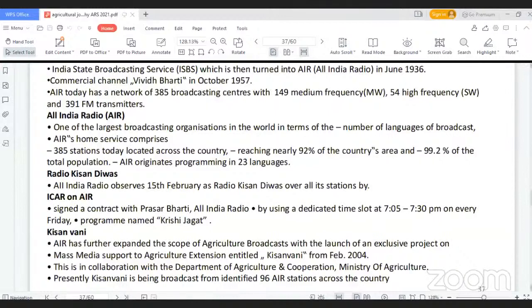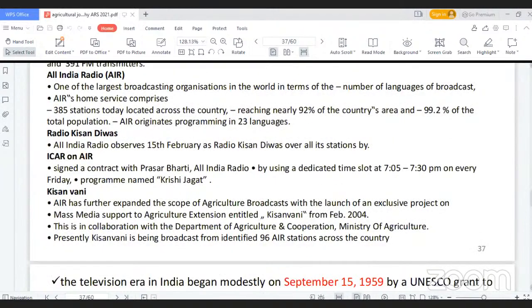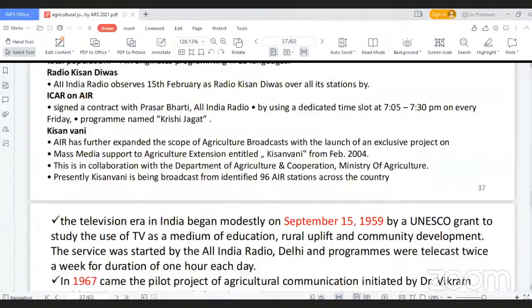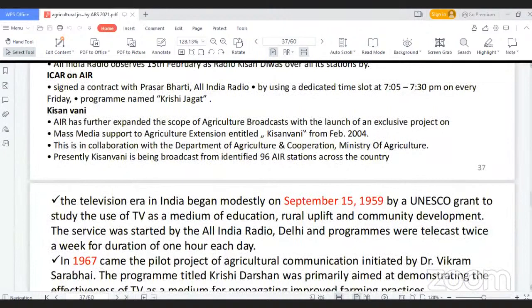As I told you, radio covers nearly 92% of the country's area and 99% of the total population. Then the program Krishi Jagat was sponsored by ICAR. All India Radio further expanded the scope of regular broadcast of Kisan Vani from 2014.